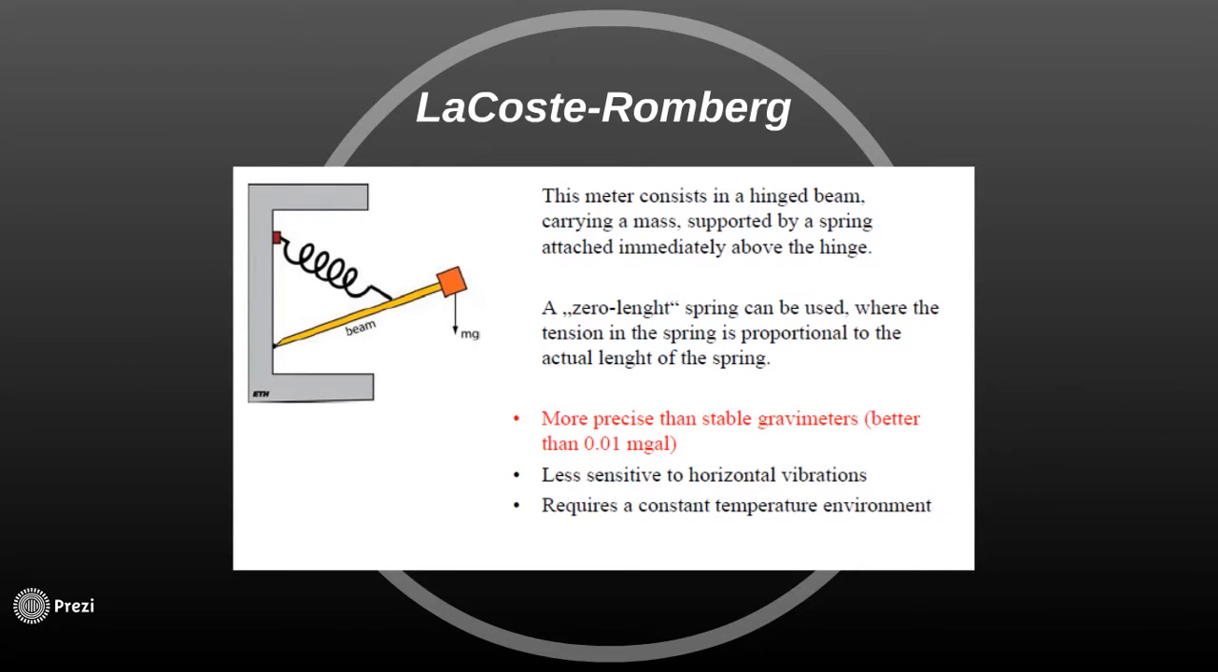The most widespread and most popular tool for gravity measurement is the LaCoste and Romberg gravimeter. This gravimeter consists of a hinged beam carrying a mass supported by a spring which is attached immediately above the hinge. The beam is made of bimetallic material and the spring is made of quartz, and this is done for a constant temperature environment, because the whole device requires a constant temperature. The accuracy of this device is 0.01 milligal.